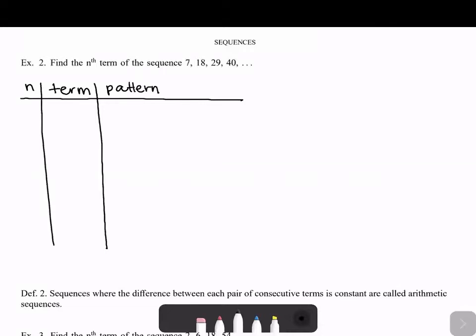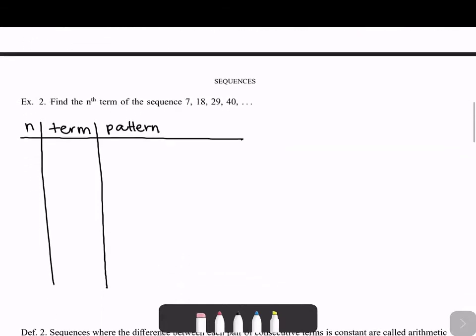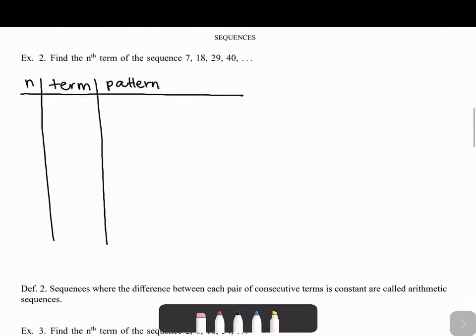In our pattern, we want it to be in terms of n, because like we said before, we want to find this nth term of the sequence. So we want to be able to find a pattern so that when we plug in n, we know exactly what the term is going to be. So we want this pattern to be in terms of n, just meaning an expression that has n as the variable.